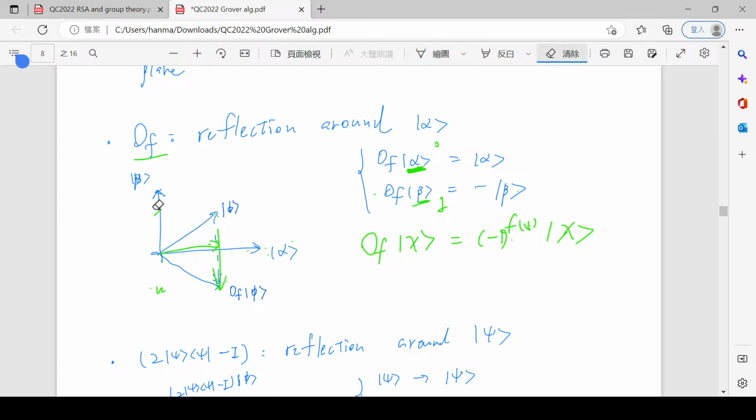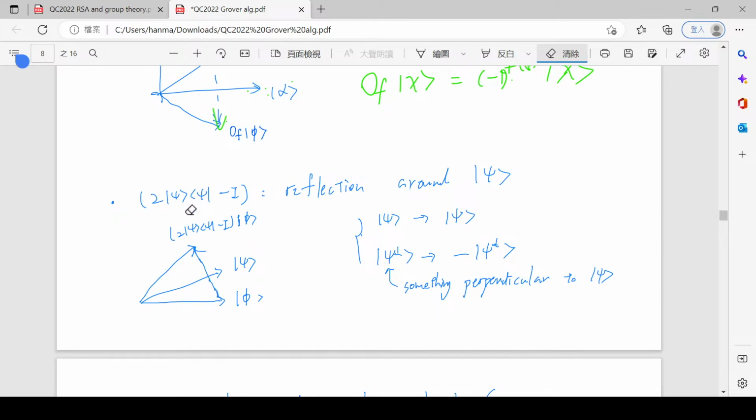So this is one reflection. You see that in the two-dimensional space, your oracle O_f is this reflection around alpha. And what about this 2|φ⟩⟨φ| minus I? Well, it's basically the same thing, right?